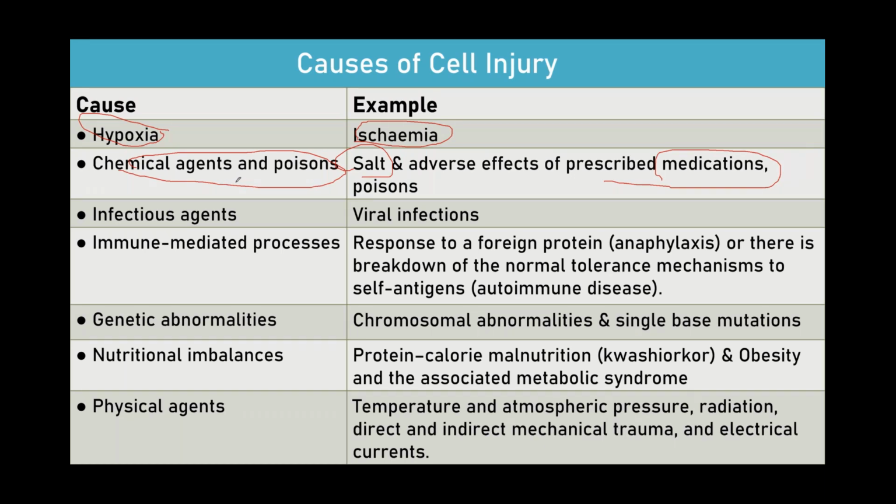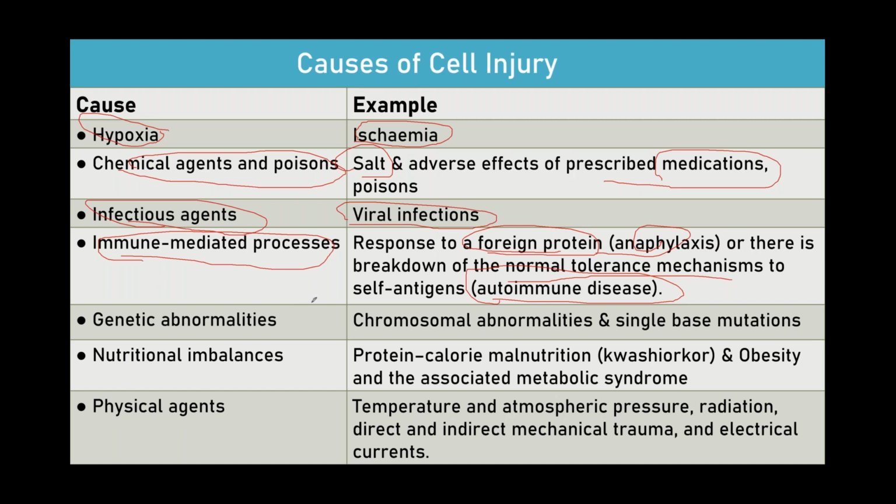This is about cell injuries due to chemical agents or poison. What about the infectious agent? Mainly it is viral infection. Immune-mediated process: it is a response to foreign bodies like anaphylaxis, or if there is any breakdown of the normal tolerance mechanism to cell antigen, this is autoimmune disease.